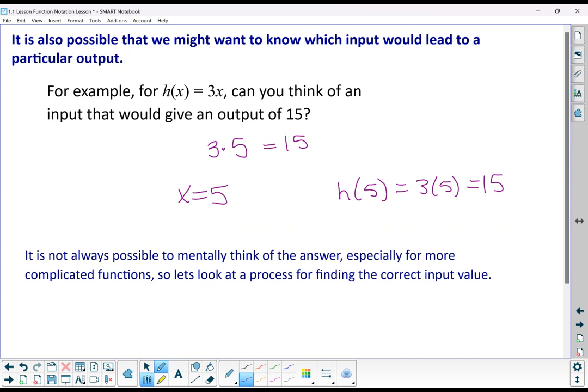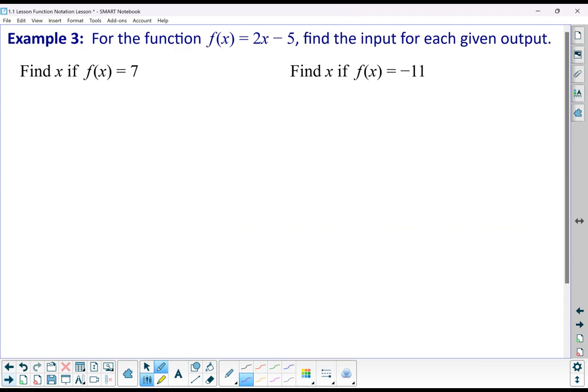This one, we could just mentally think about the answer. But for some of our functions, especially more complicated functions, it's not possible to just mentally think of the answer. So I'm going to show you a procedure for finding the input value. We're going to use our function f for this. Function f is 2 times the input minus 5. We want to find the input, or find x, if we know that f of x is equal to 7.